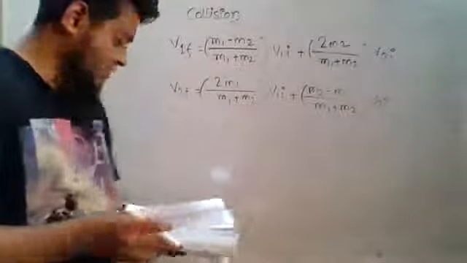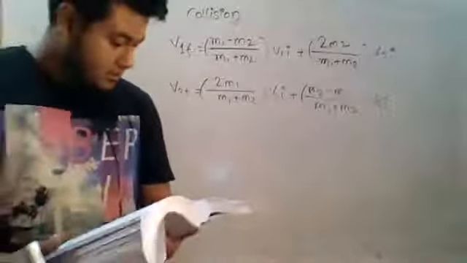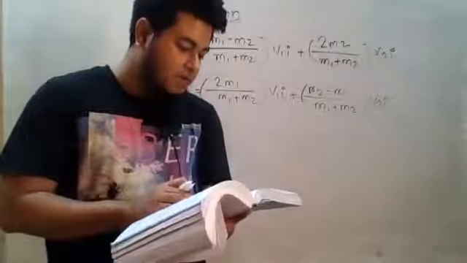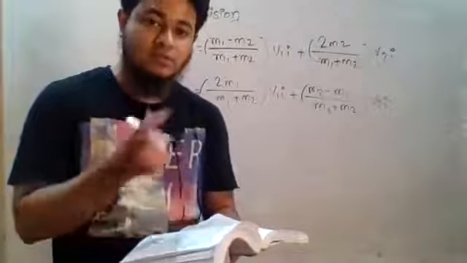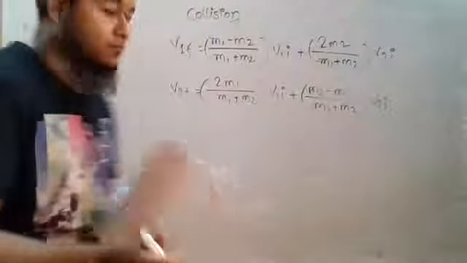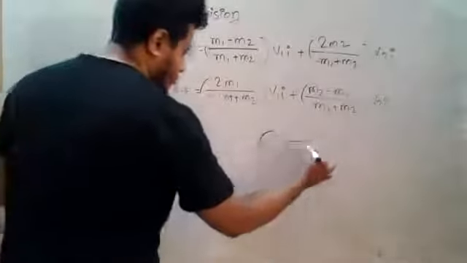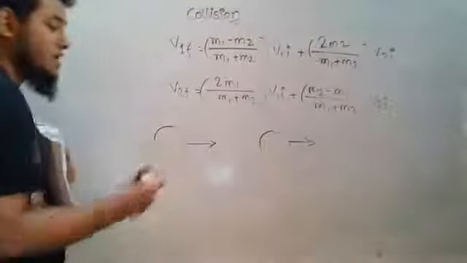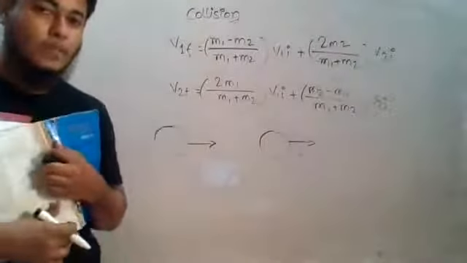Now look, let's discuss the special cases below. If V1I and V2I are equal to each other, that means the initial velocity of the first body and the initial velocity of the second body are equal to each other. That means they both are moving forward with the same velocity. Then what will happen? Will there be any collision?